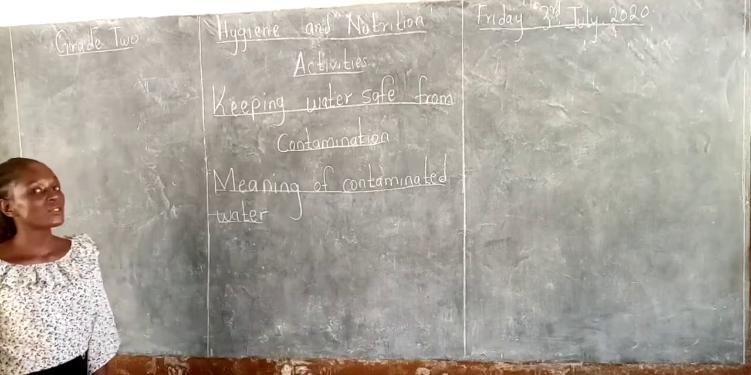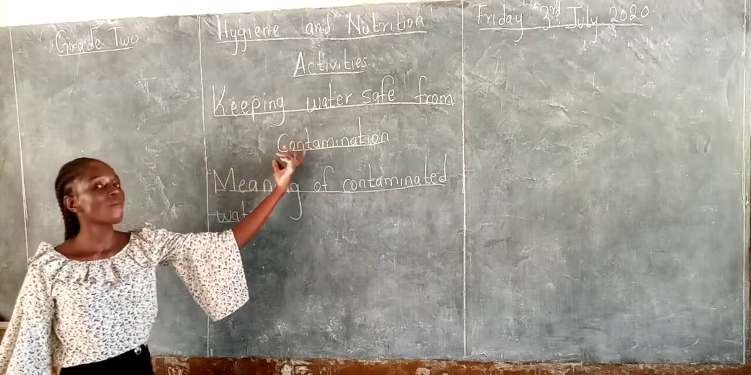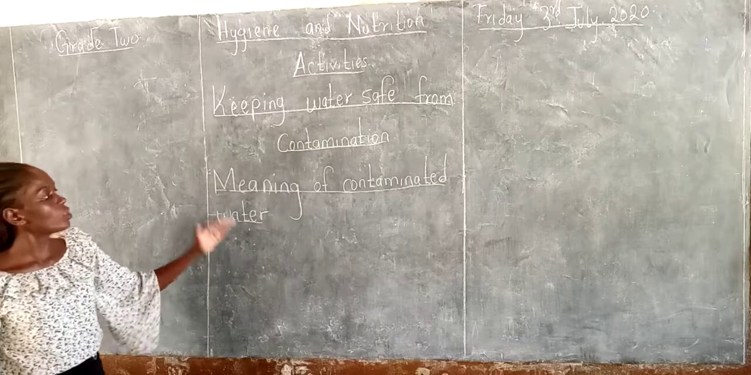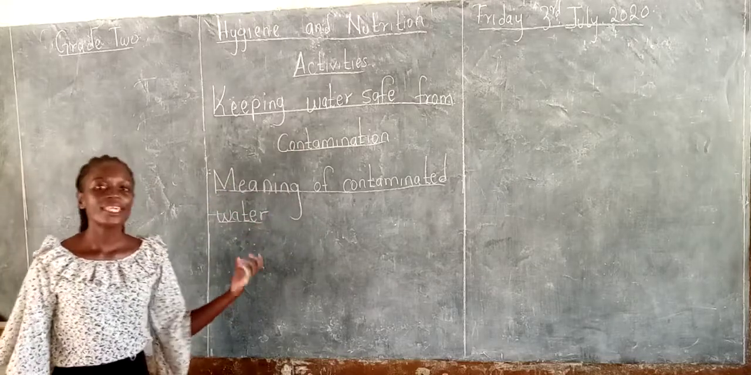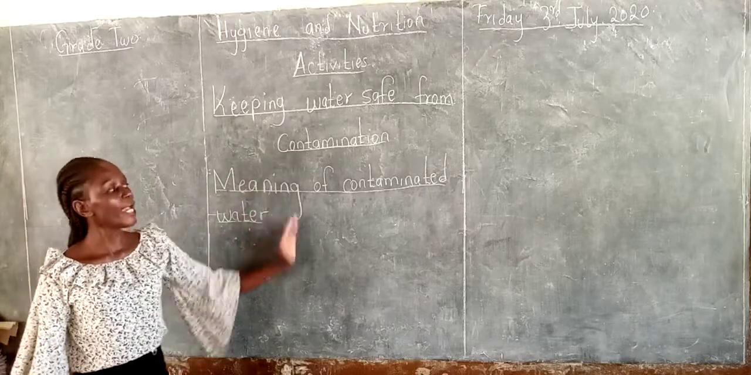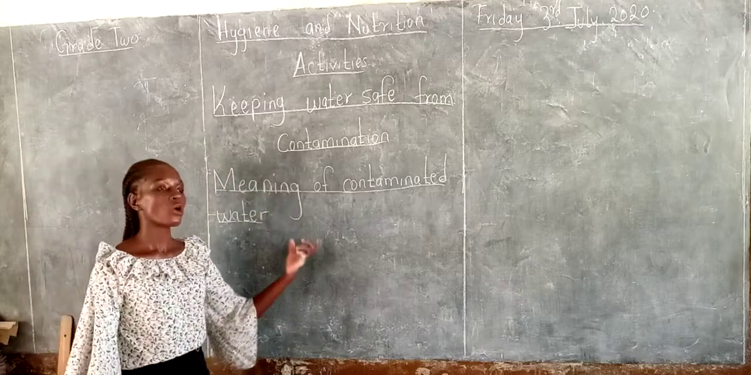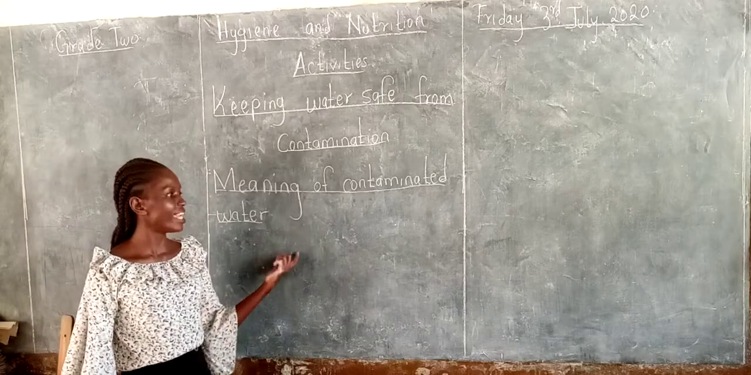And today we want to start a new strand, which is keeping water safe from contamination. In our lesson today, we are going to learn the meaning of contaminated water. By the time we are through with this lesson, you should be able to tell what is water contamination, or what is contaminated water.